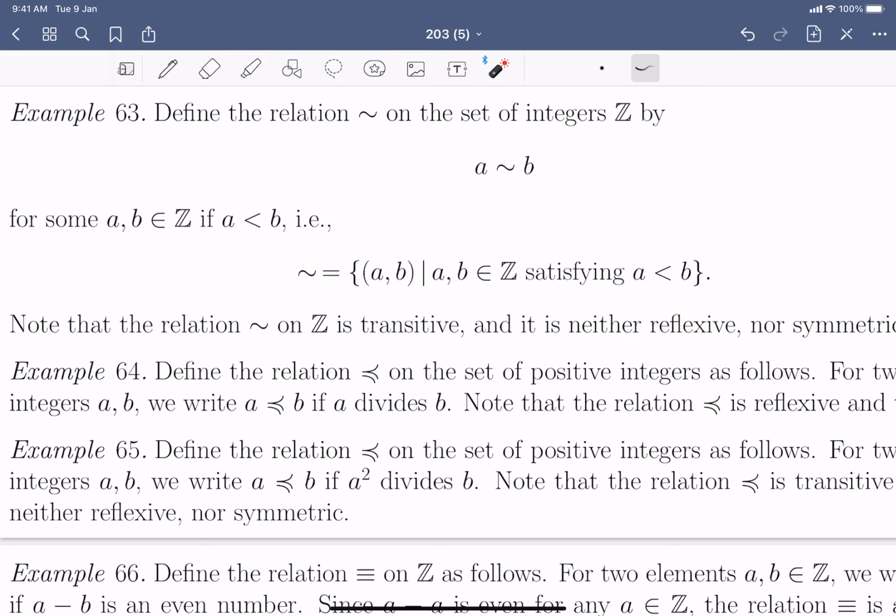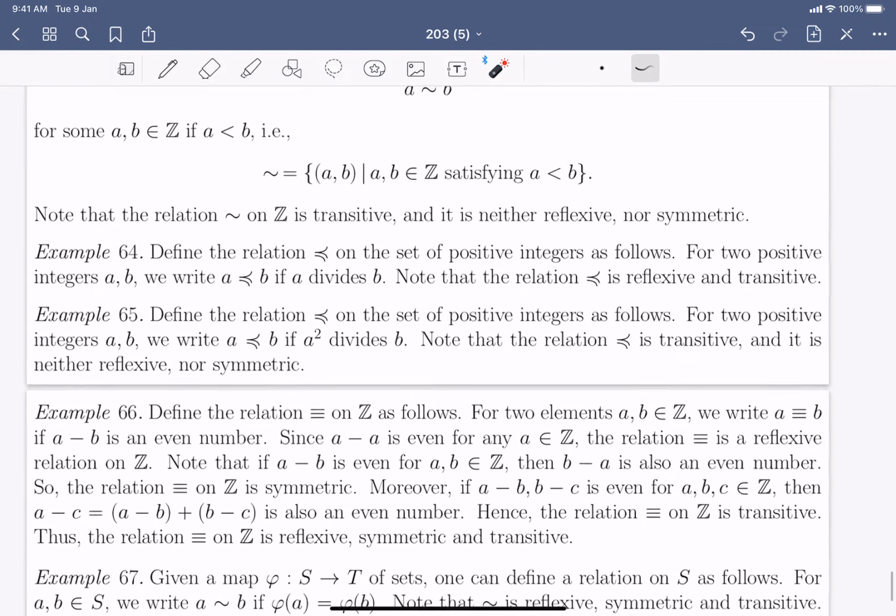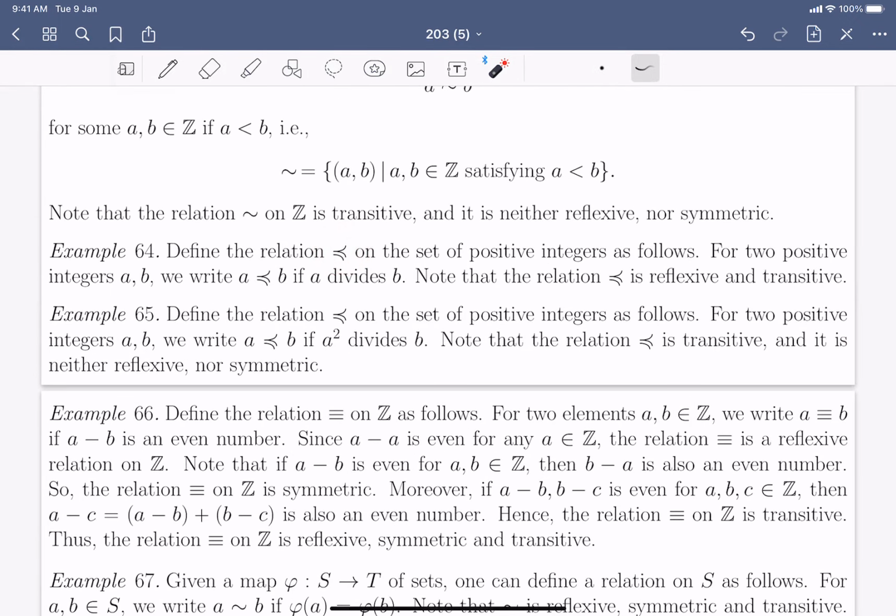Now we can define another relation on the set of all positive integers. We say that a is less than or equal to b if a divides b. So this is reflexive and transitive. Now you can define another relation on the set of all positive integers. We say that a is related to b if a squared divides b. One can check that this is transitive, and one can show that this is neither reflexive nor symmetric, etc.